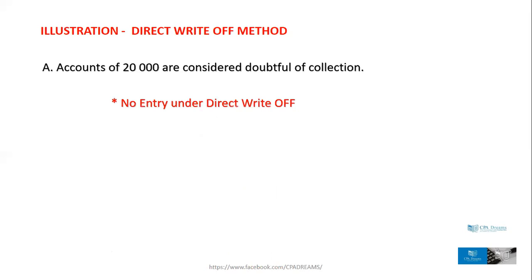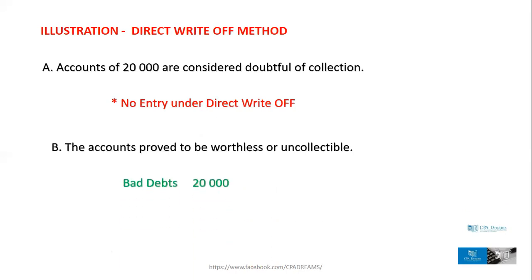Wala siyang journal entry. Next, the accounts proved to be worthless or uncollectible. So this means you need to record debit bad debts 20,000, credit accounts receivable 20,000.